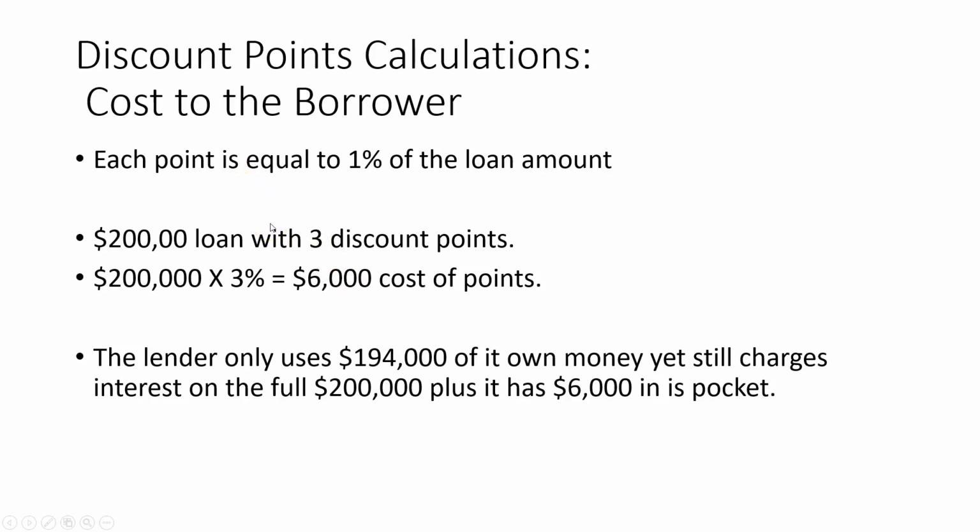Going back to discount points, cost to the borrower. Each discount point is worth 1% of the loan amount. So if we were taking out a $200,000 loan with 3 discount points, then that would cost us a $6,000 upfront payment. We would still have to pay the interest on the $200,000, but the lender only actually uses $194,000 of its own money. So therefore that's how it gets that extra 1/8 of 1% yield on the loan they have given you.